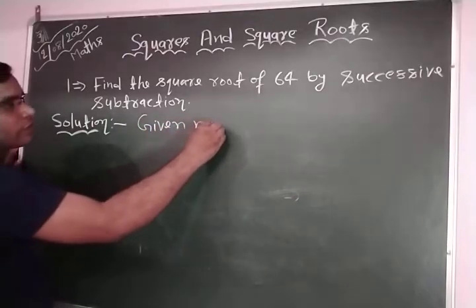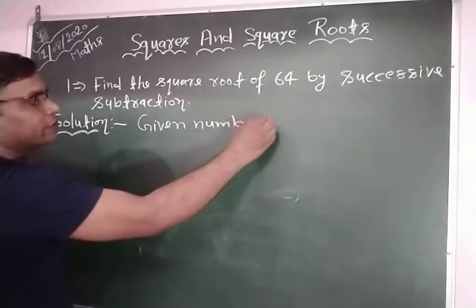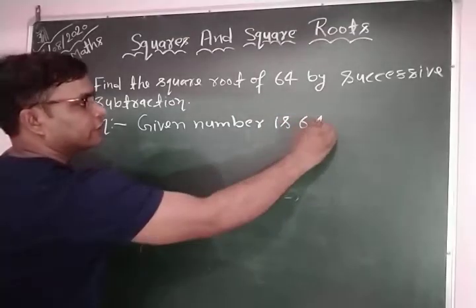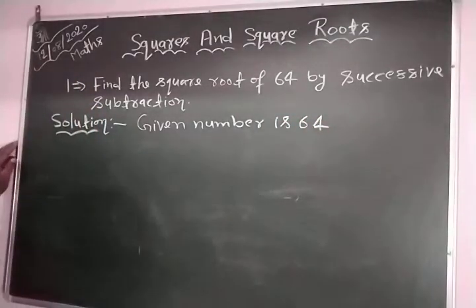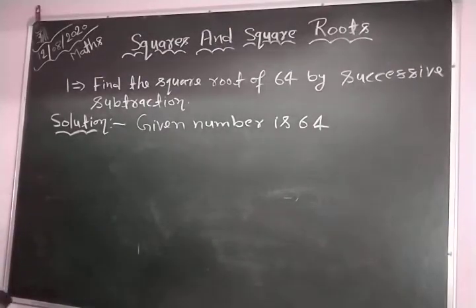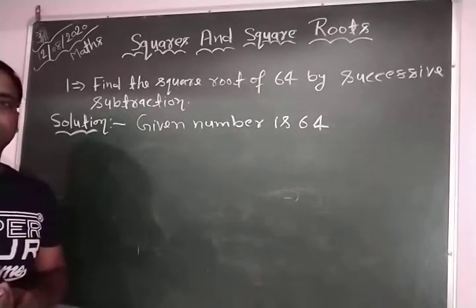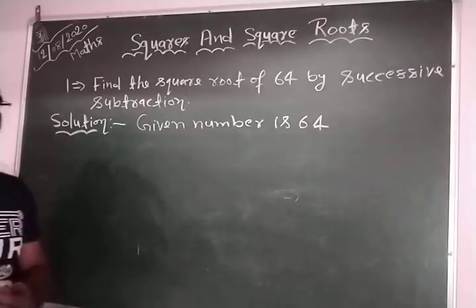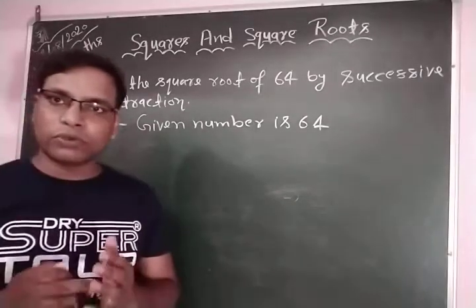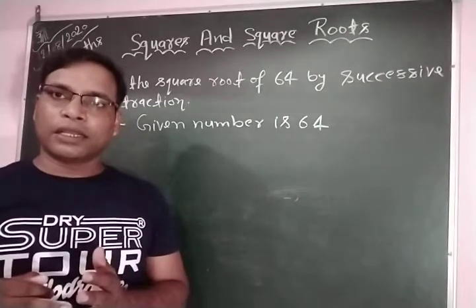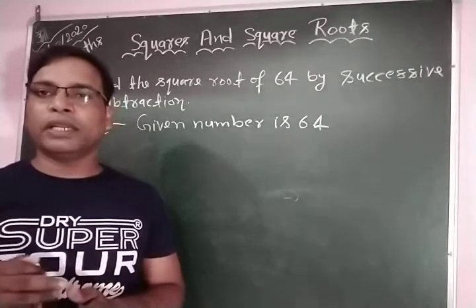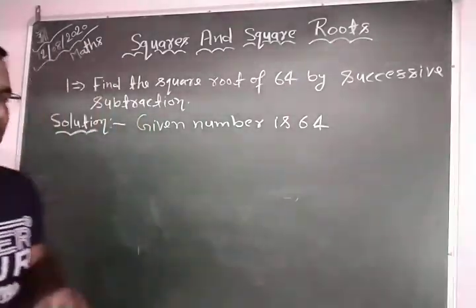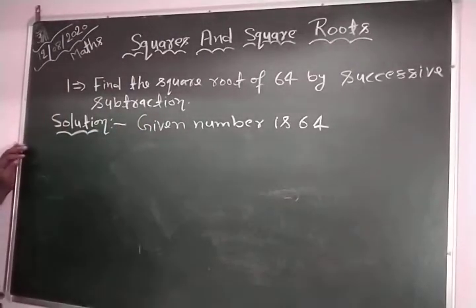So first we write here the given number is 64. We find the square root of 64 by repeated or successive subtraction. For this we subtract the odd numbers 1, 3, 5, 7, 9, 11 and so on until we get 0.